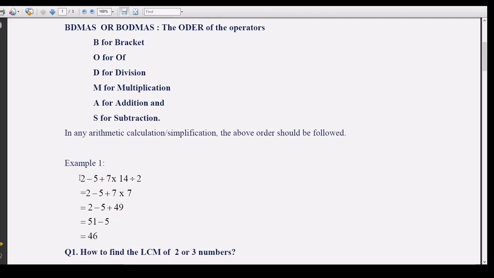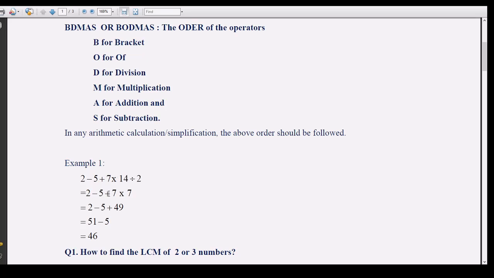For example, if I write 2 minus 5 plus 7 multiply 14 divide 2, how many operators do you have? Plus, minus, multiply, and division, isn't it? Then which of these operators should be calculated first? It is the division, isn't it? Second comes multiplication, then addition, and the last subtraction. That means 14 divide 2 should be completed first.